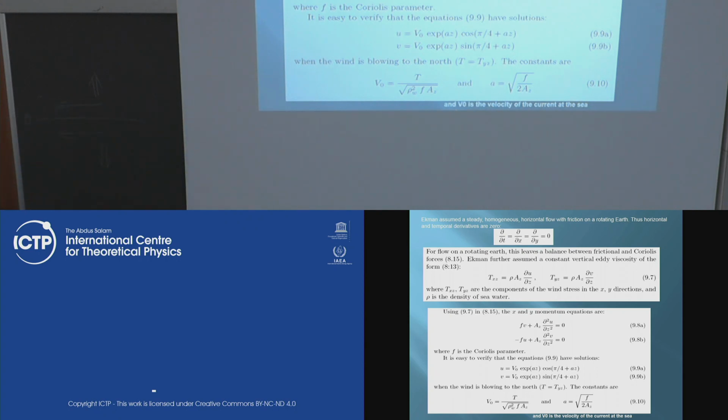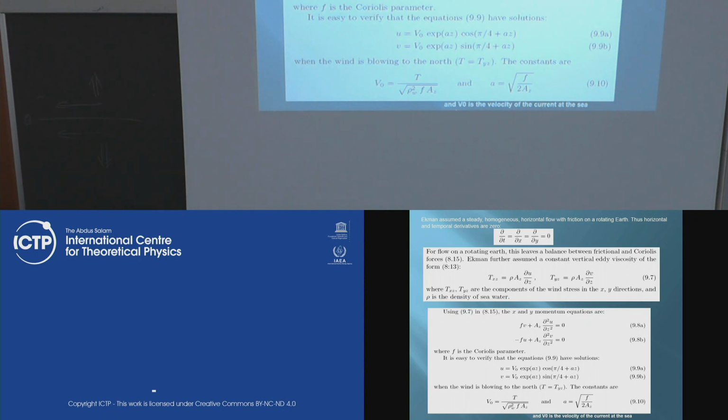Then if you go further deep, the friction is not so important, but what becomes important is the horizontal pressure gradient. Therefore, below this surface friction layer, or the Ekman layer, this term becomes less important than the horizontal pressure gradient.